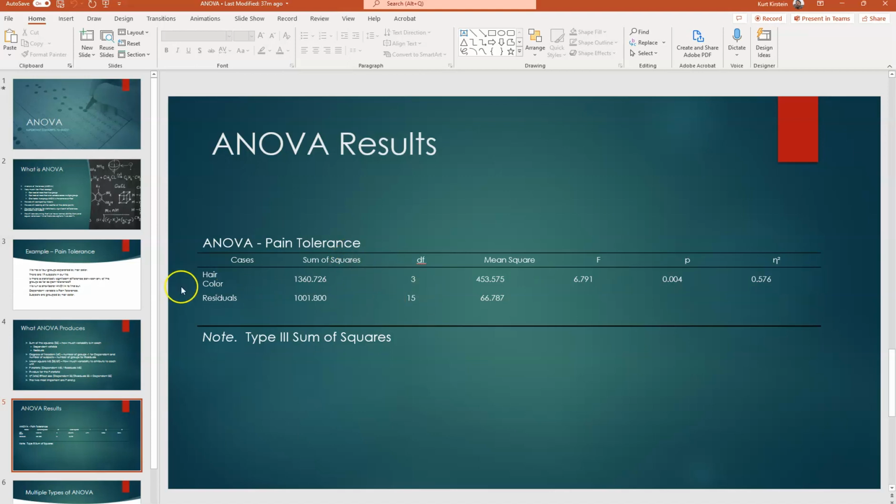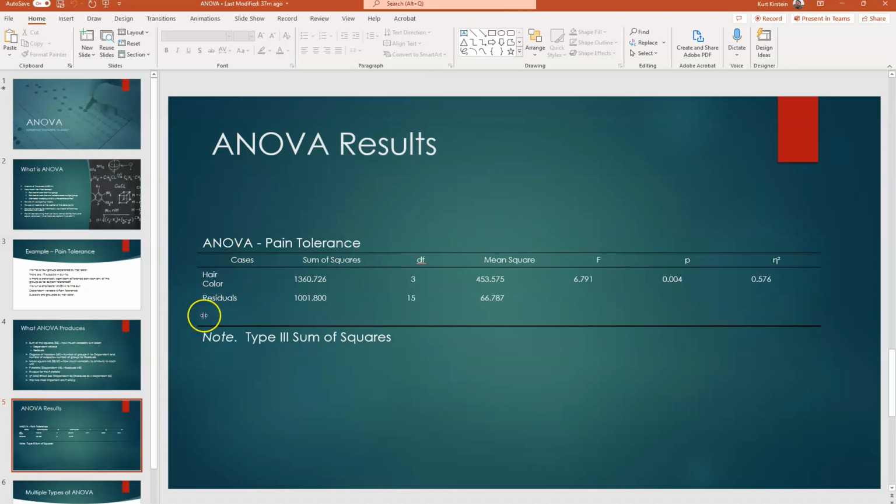We know we have 4 group colors, or 4 hair color groups, and so we take n-1 to get our degrees of freedom. Our mean square becomes the amount of sum of the squares allocated to each degree of freedom, which is basically simple division, and that winds up being 453.575. We do the same for residuals.